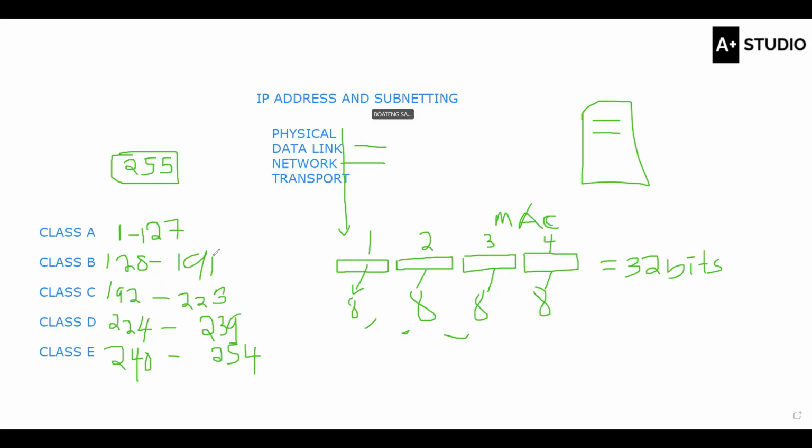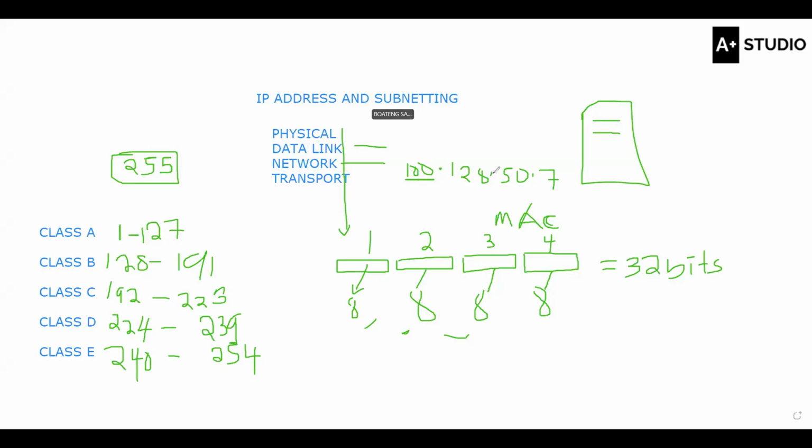So let me give an example. I put an IP address of 100.128.50.7. You see, these are octets. As you can see, they are separated by a dot.